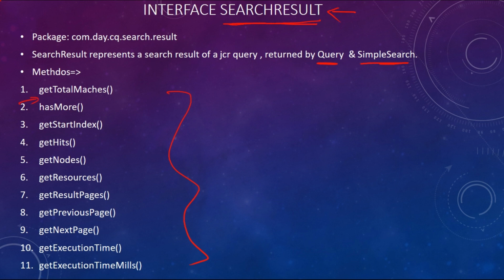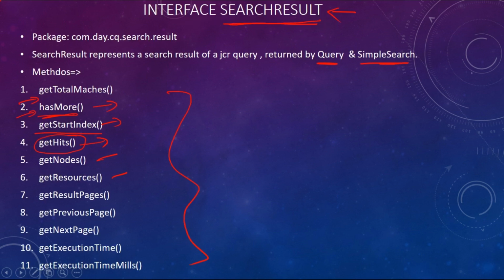Yeah, so get total matches is there. If it has some results, that means inside this search result, if we have some results, then it will return true. If you want the start index, that means the offset is starting from some location and you want this, then you can simply use get start index. Get hits, that means the result it will return. This result you want, that means maybe it returns more than 10 pages of results, you want this result, then for that you can use get hits. Get nodes, get resources, a lot of methods are present.